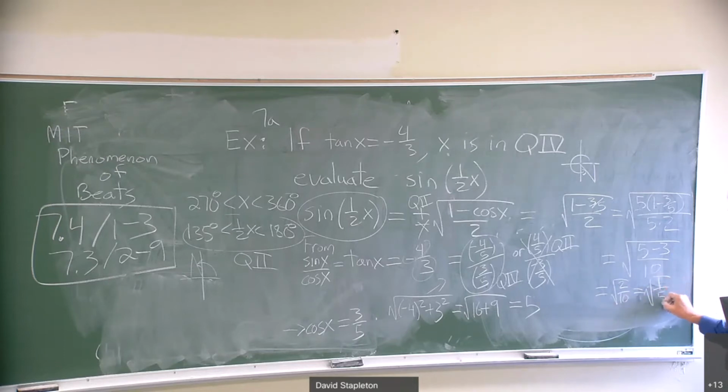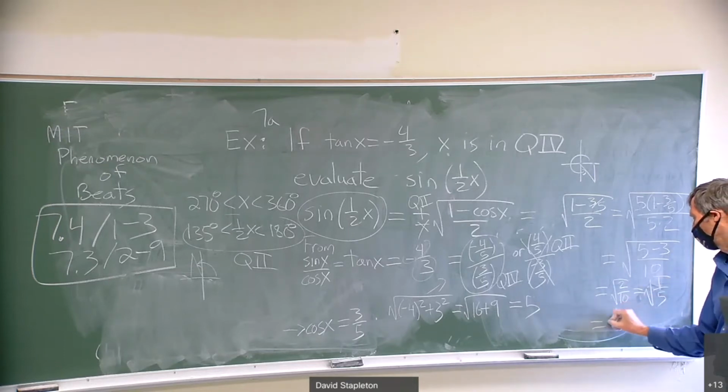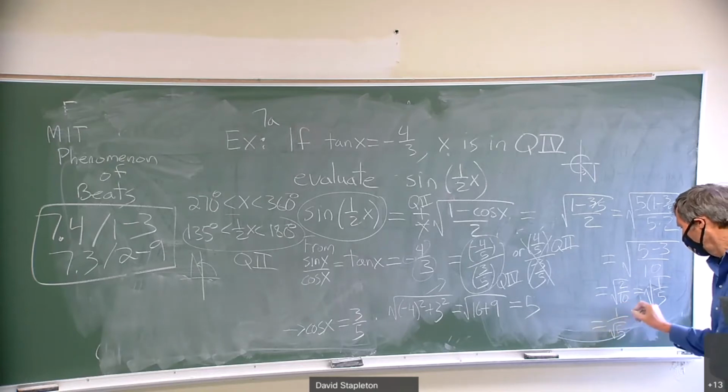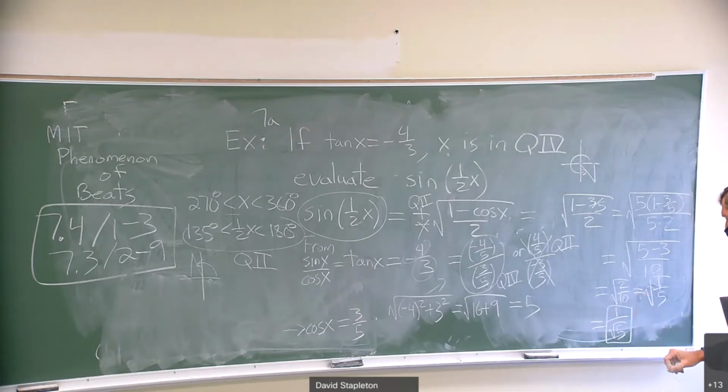I reduce it, and then 1 is a perfect square, so I'll write it as 1 over the square root of 5. This is a good answer. I'll take that on the test. On the back of the answer sheet, though, they're going to rationalize it, multiply top and bottom by the square root of 5 and call it square root of 5 over 5. Either one of these is a good answer then. And that's how you can do those.